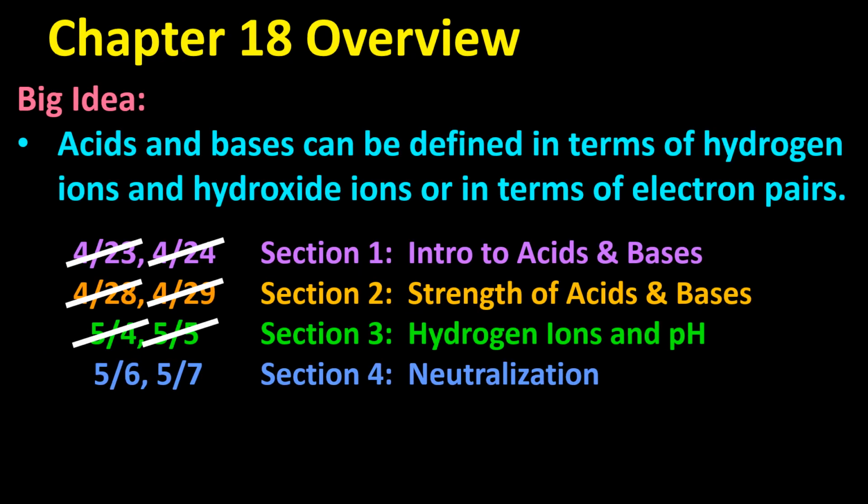So the big idea for chapter 18 is acids and bases can be defined in terms of hydrogen ions and hydroxide ions, or in terms of electron pairs. As you can see, we finished the first 3 sections and we are starting section 4 in this lesson.